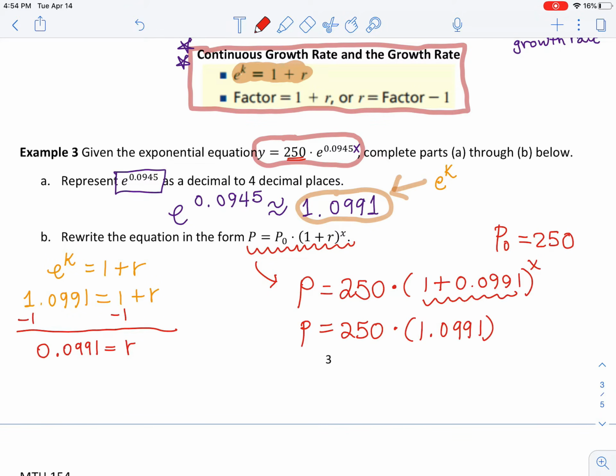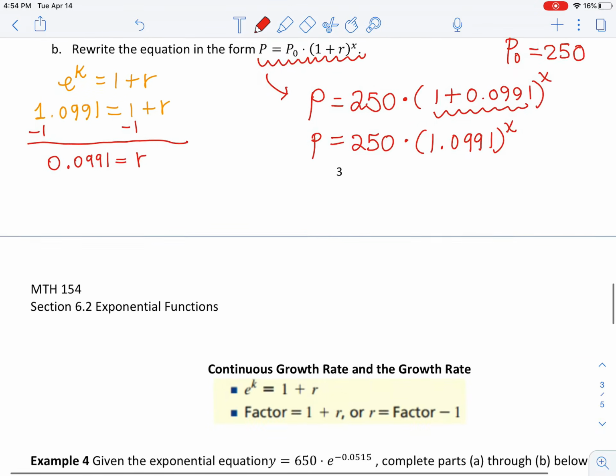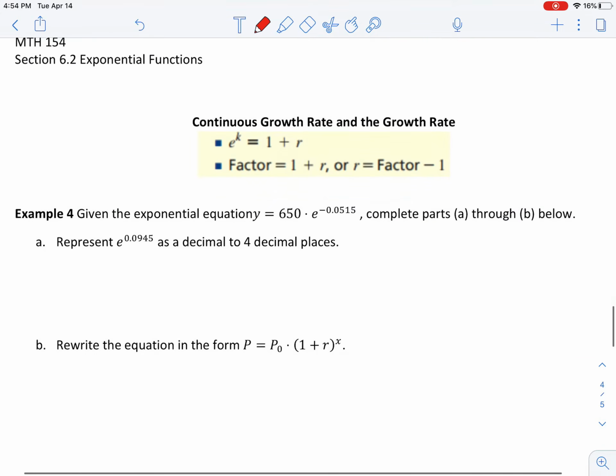250 times. The base is going to be 1.0991 raised to the x power. But that's what we will do, and let's try one more because this one was a little bit challenging, okay?